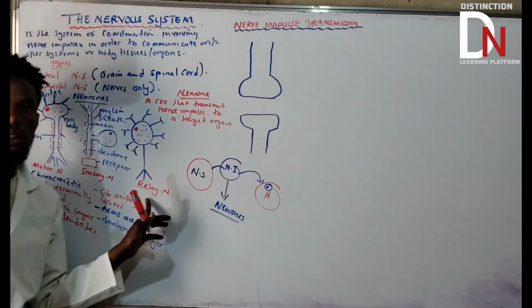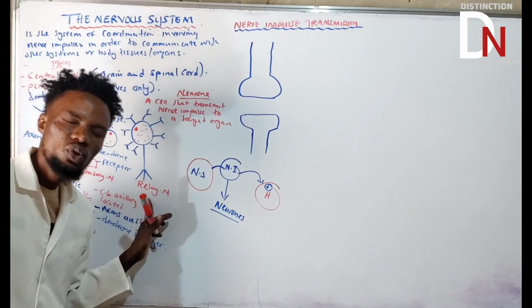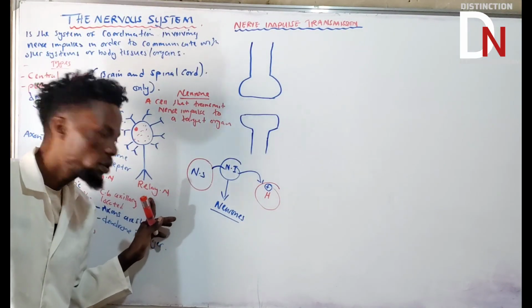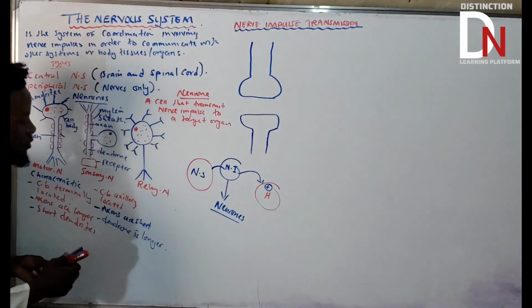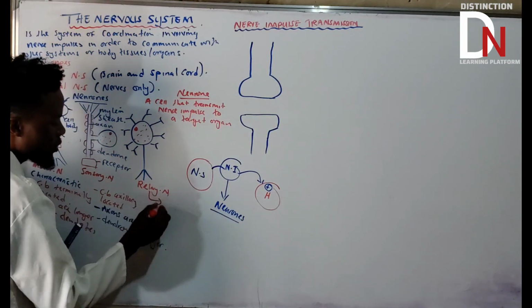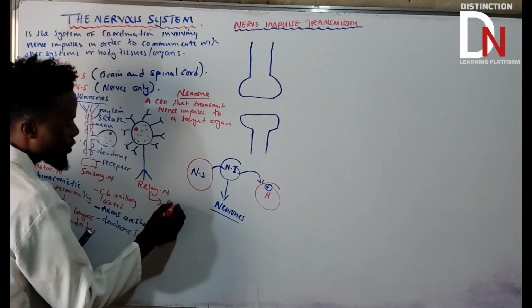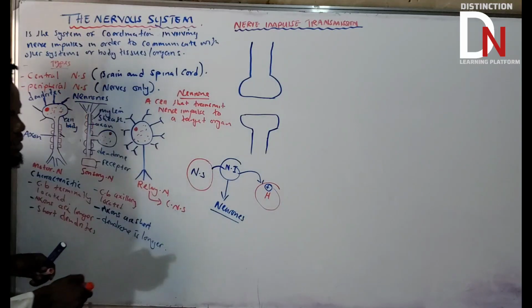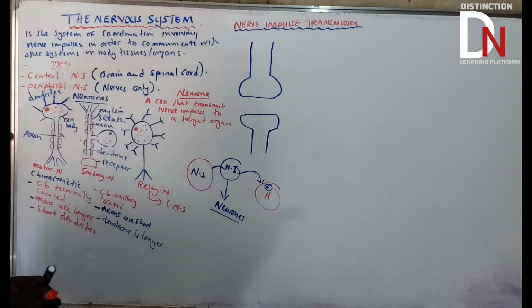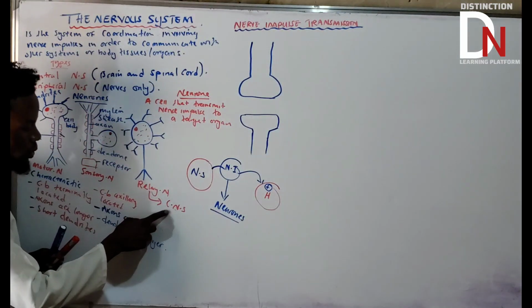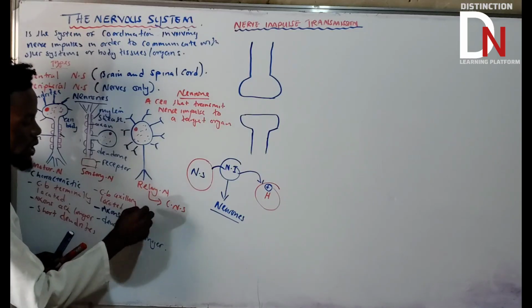What about this relay neuron? Most of the time it is not used to differentiate from other types of neurons, but I'll just talk about where you can find it. You can only find it in the CNS, the Central Nervous System. That's why you can find it there.